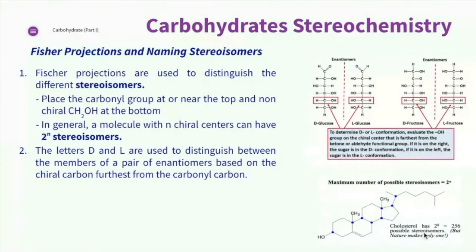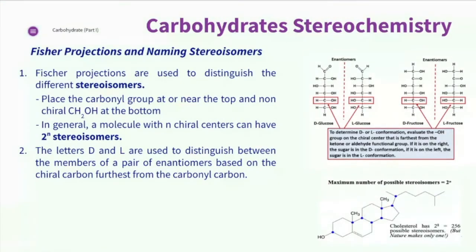So the potential stereoisomers it can have is 2 to the power of 8, 256 different isomers. But nature can make only one. We learned about stereoisomers previously, right? So the potential it has is 2 to the power of 8, depending on the chiral carbons that make up the backbone.